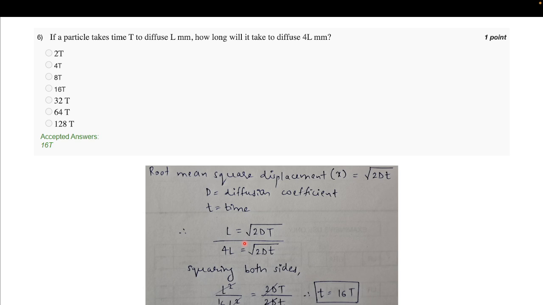So this essentially tells us that if you want to go 4-fold, your time is going to increase 16-fold. That is a square, because the root mean square displacement is root of 2Dt, which means your time is going to be squared. So if previously you had L distance and t time, if you have 4L, it's going to be 16t. Is this clear?